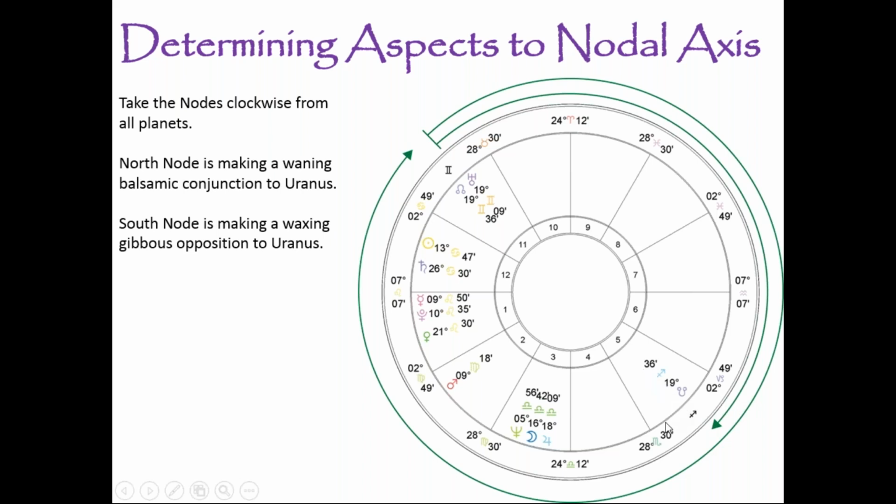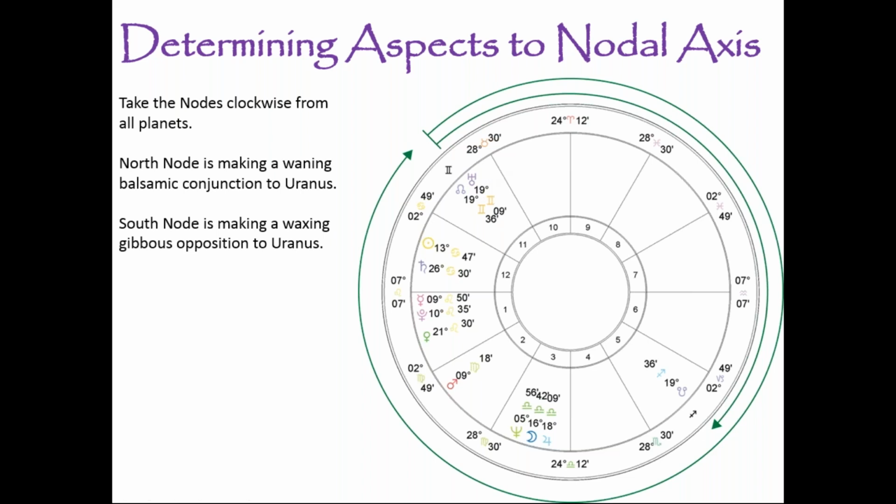If that south node was 18 degrees, it'd be a full phase opposition. In the same respect, if we start with Uranus and follow this outer circle all the way around, the north node is a balsamic conjunction to Uranus. It'd be exact if it reversed back to 1909. It'd be a new phase conjunction if it was 18 degrees or less, pulling away from Uranus.